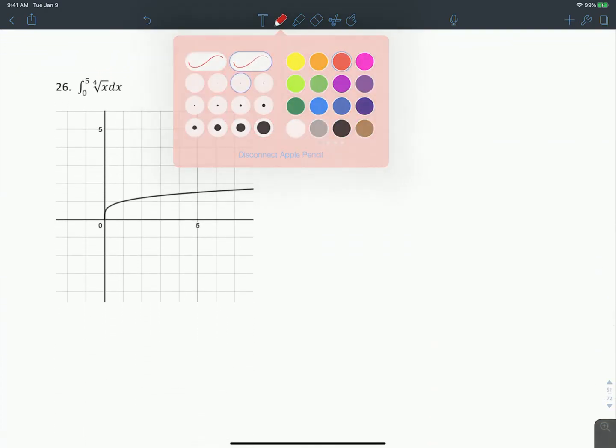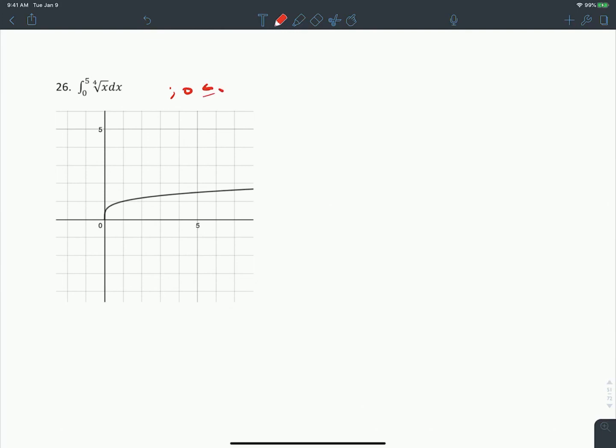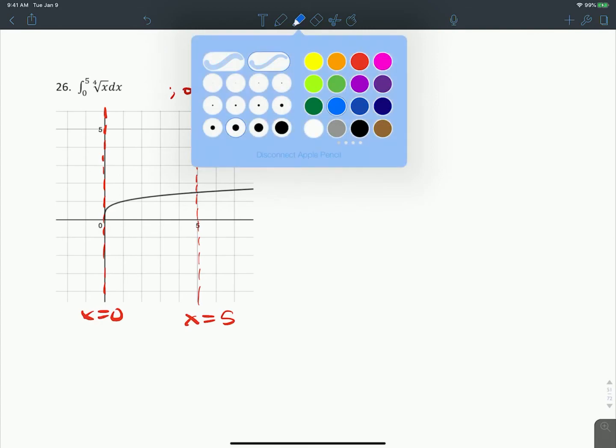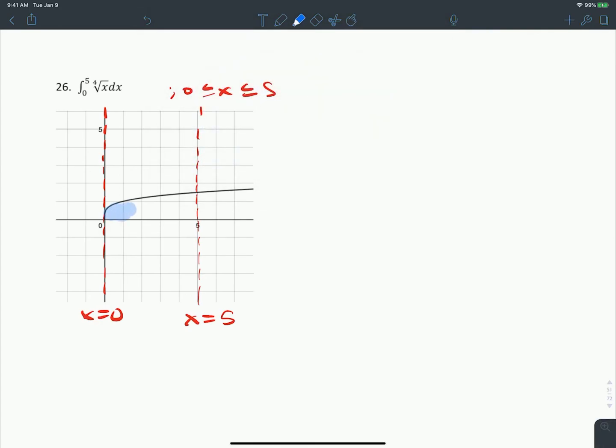We're going to integrate from 0 to 5. X is 0. X is 5. So the area under the curve here, from 0 to 5, we see that curve is above the x-axis. That area is going to be positive here.